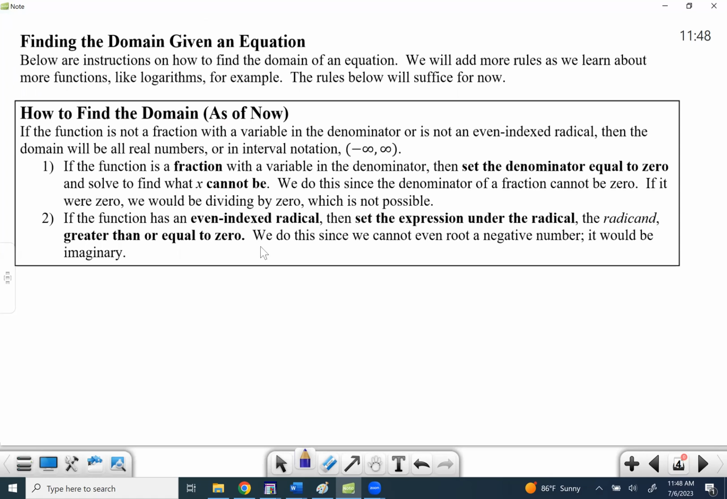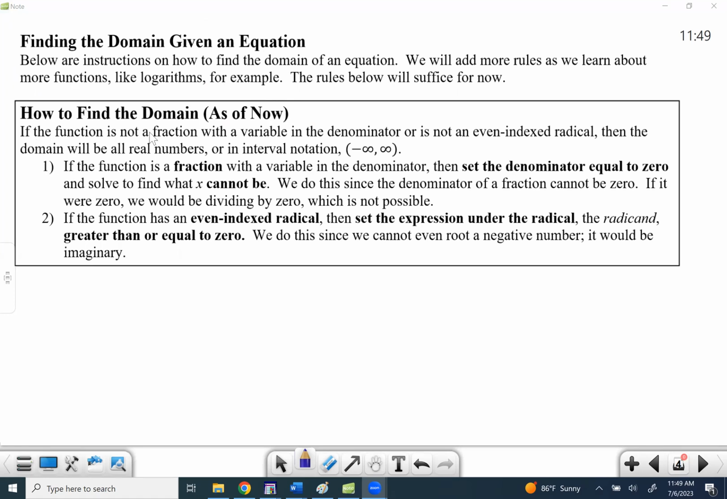Okay. All right. So domain. We're going to find the domain two ways, one given an equation and one given a graph. Okay. And I say "as of now" in this box, because as you learn more and more functions, you'll have more and more rules. So this is how to find the domain as of now.